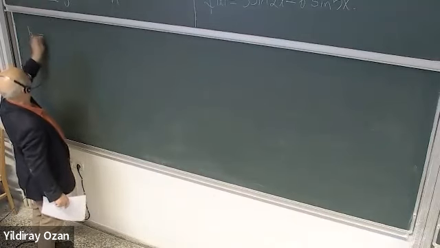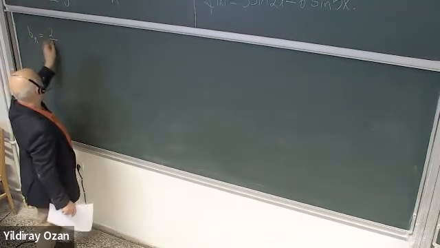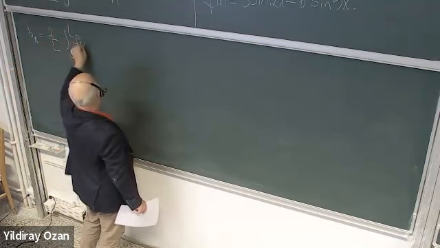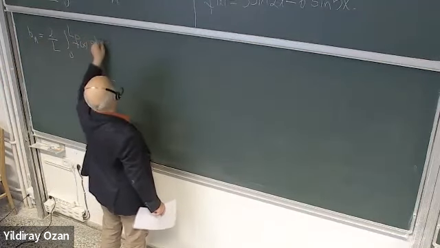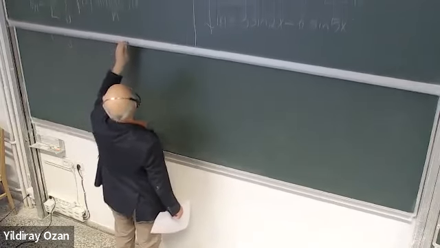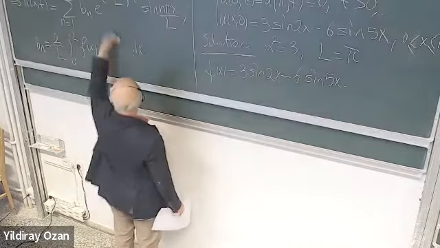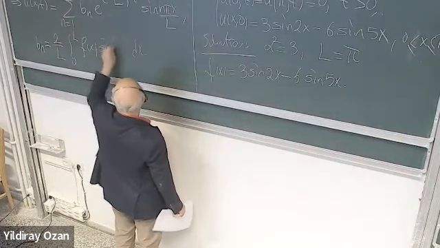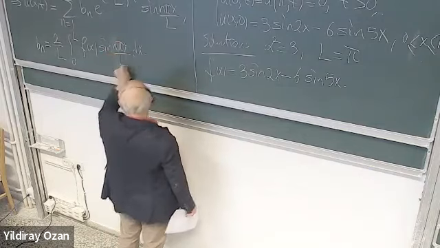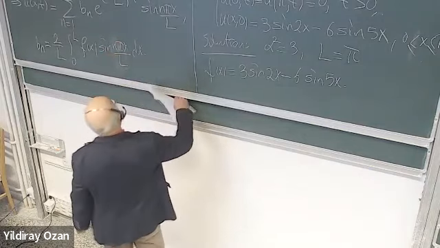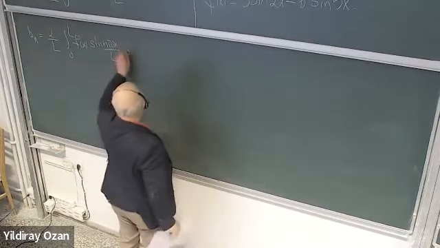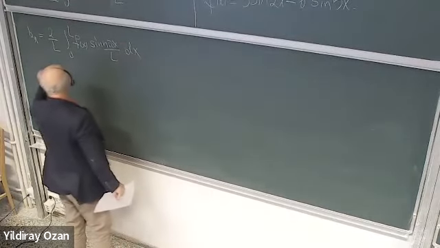Bn is what? Bn is just 2 over L, integral from 0 to L of f of x sine n pi x over L dx. I'm sorry, I wrote this wrong. N pi x over L dx. So what is this then?